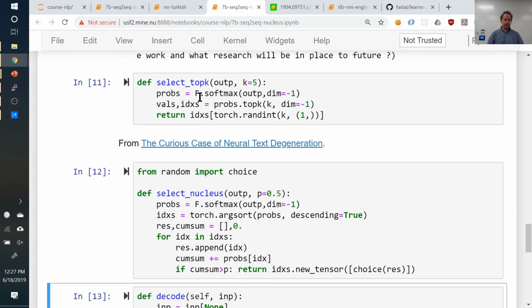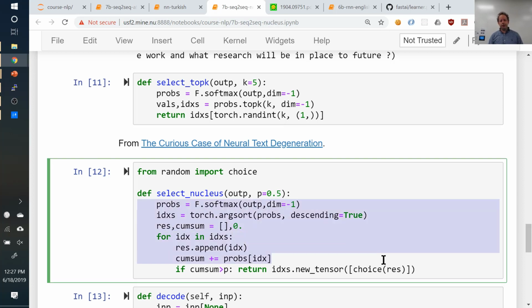So now we've taken select top K and we turned it into select nucleus. That's what they call this algorithm. And it's interesting, as is often the case, when you implement a paper in code, the thing you implement is often just 3 or 4 lines of code. So in this case we have 7 lines of code.